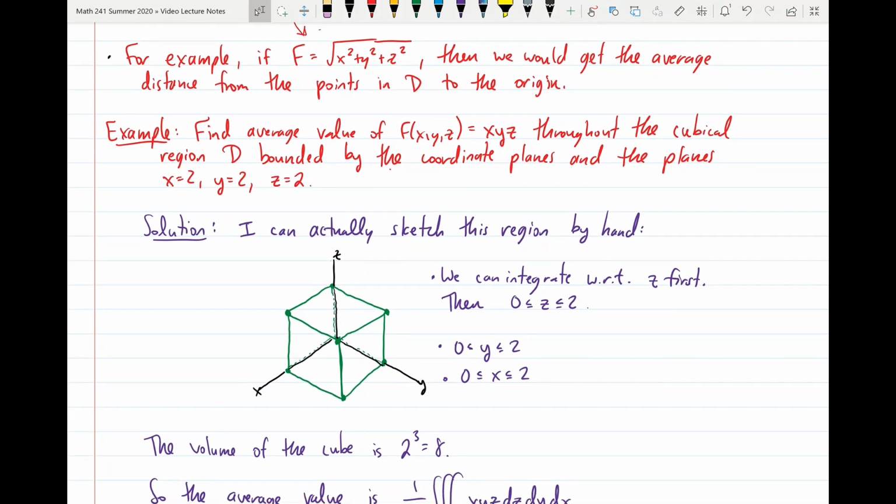So let's say we want to find the average value for the function f of xyz equals x times y times z throughout a cubical region D that's bounded by the coordinate planes and the planes x equals 2, y equals 2, and z equals 2.